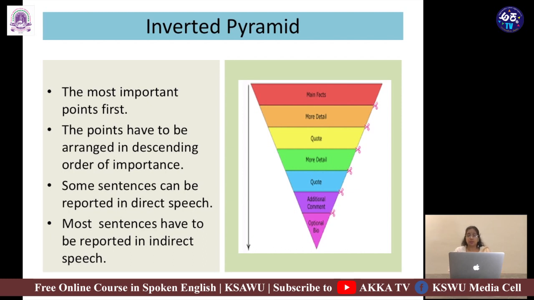Some sentences in this report can be reported in direct speech. Sometimes, yes, we can say in reports also, we can just quote people, like the principal said, there's no question of going to a beach resort because it is risky. So some sentences can be given to people as direct speech even in meeting reports. However, not all sentences. As I said, most sentences have to be reported in indirect speech. Maximum sentences in indirect speech.